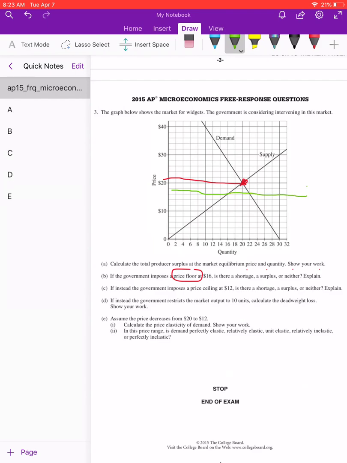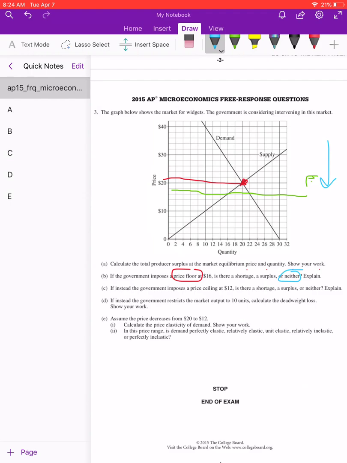And if the floor is below equilibrium, that means it's not binding. The purpose of a floor is to stop price from going down. In this case, price naturally is not going to get to the floor. Price will naturally stop at equilibrium. And that means your answer for this question is neither. This floor is not binding. Price will naturally stop at equilibrium.